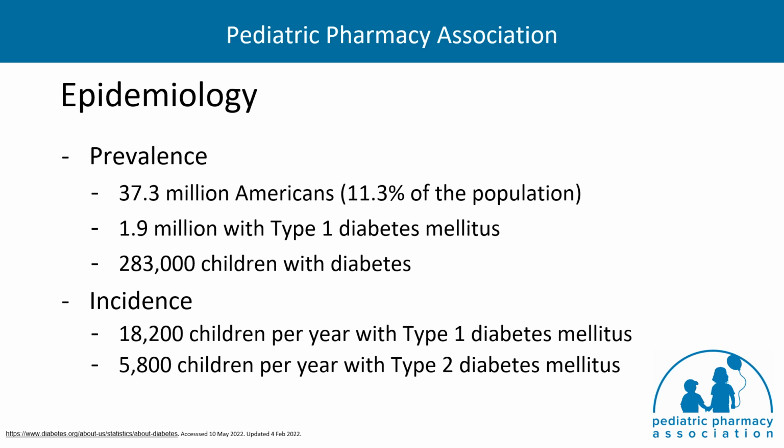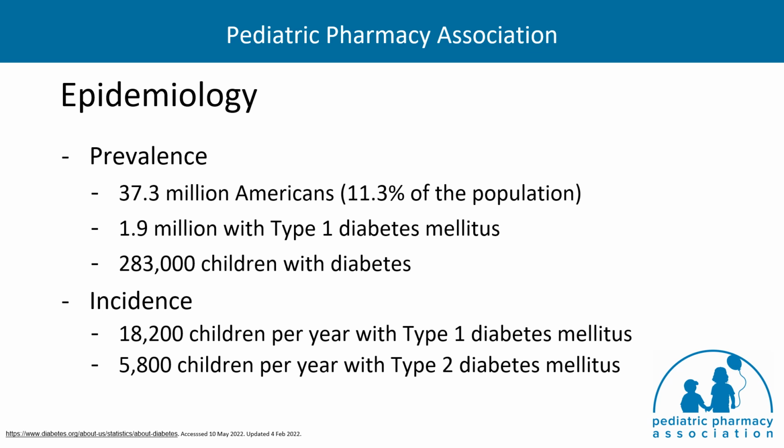When we look at the data for type 1 diabetes mellitus, we see that there are nearly 2 million Americans with type 1. So it makes a small fraction of the total amount of patients with diabetes. In terms of the pediatric population, it's a little bit less common. We have about 283,000 children with diabetes. Although when we subtype those patients, we see that there are actually more patients with type 1 in the pediatric population, as about 86% of children have type 1 diabetes mellitus.